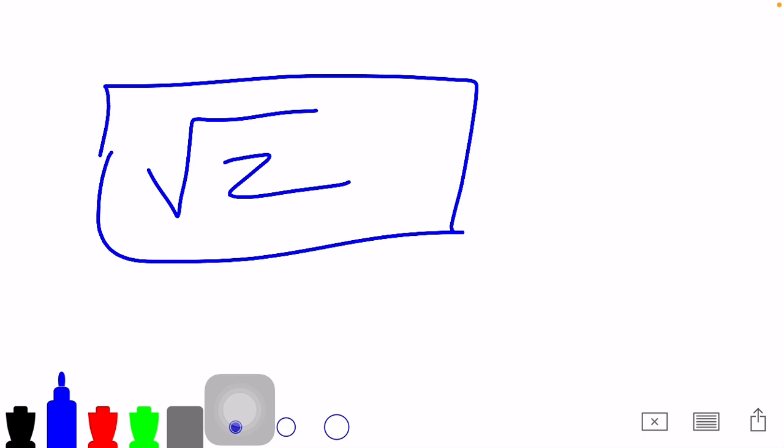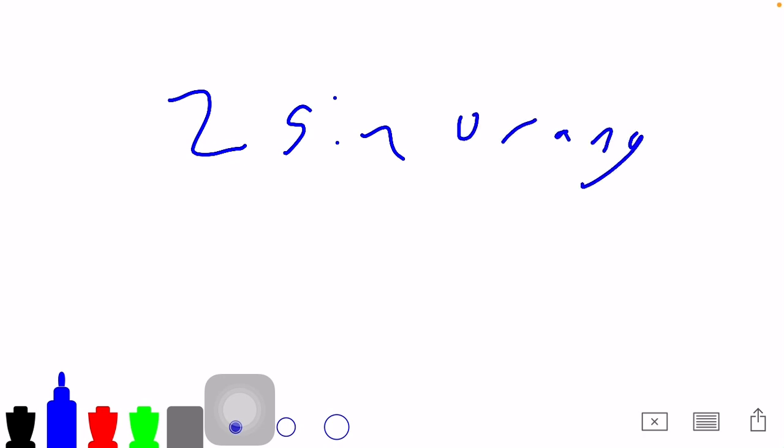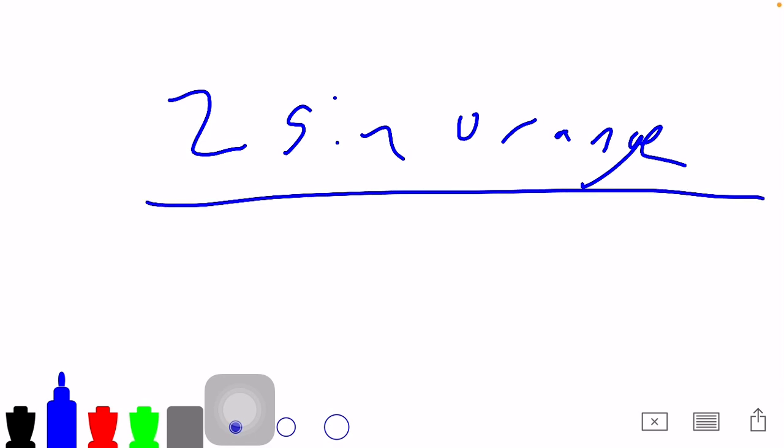Now, I have one more example for you guys. The last one we're going to do today is going to be really, really hard: 2 sine of orange divided by 3 sine of red.